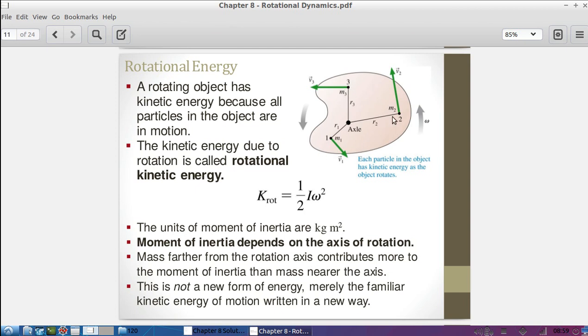And each one of those little masses, each one of those little objects, has a tangential velocity, right? They have a tangential velocity because they're rotating, but they have their own unique tangential velocity because they're a different distance, a different r from the axis of rotation. So the farther away you are from the axis of rotation, the greater your tangential velocity is going to be.